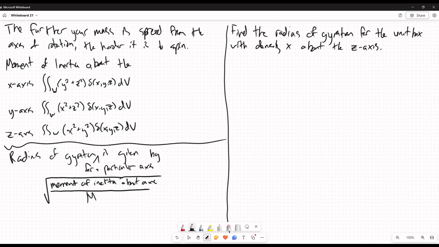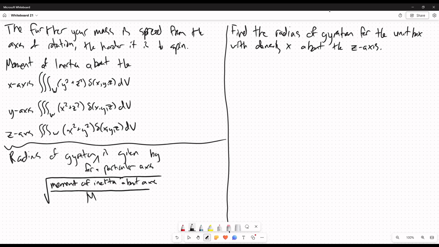And like the center of mass told me, if I put all of my mass at a certain point, how would the seesaw balance essentially? This is telling me if I put all of my mass a certain distance from the axis, how hard would it be to spin? So it's going to be a similar idea to the center of mass. So let's go ahead and use this to find the radius of gyration for the unit box with density x about the z-axis. These should all be triple integrals, is a good time to note that.